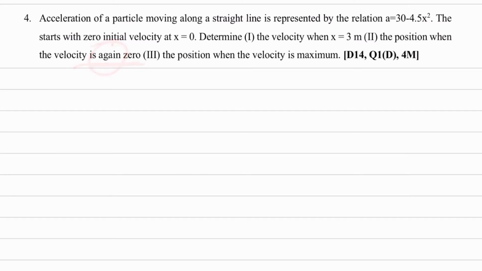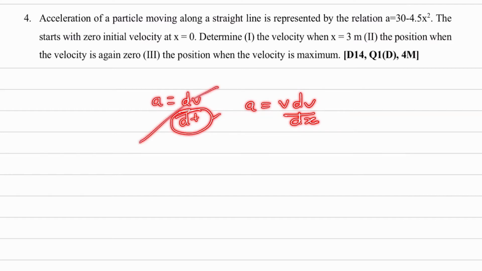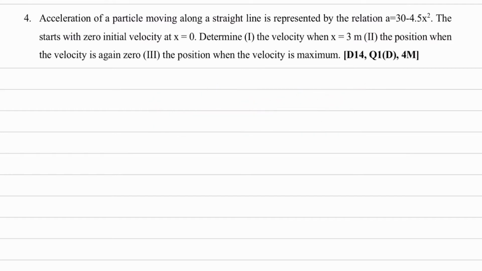Okay, so here it is written again 0. And third is the position when velocity is maximum. So basically everything in this question deals with velocity and position. Now here we have a relation between acceleration and x. So either we can use acceleration is equal to dv by dt, or we can use acceleration is equal to v dv by dx. Now in this case we don't require time anywhere, so we won't be using the first relation, we will be solving using this relation.